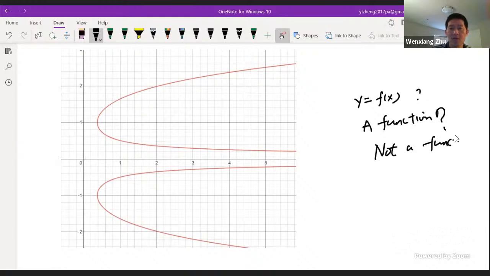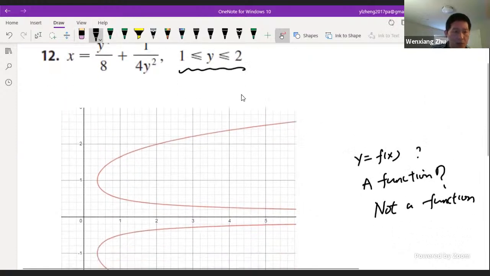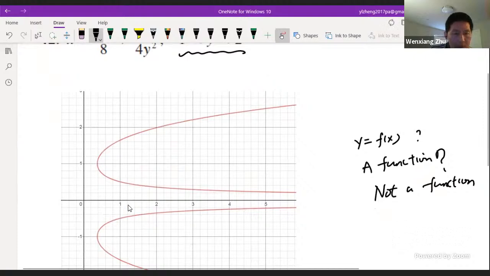Why? Because it fails the vertical line test, right? When you draw a vertical line, it will intersect the curve at multiple points. So not a function. But what we want to solve in this case is y between 1 and 2. Where's that piece? It's from here. You're looking for the range of y. We're not given the range of x. So you look at y.